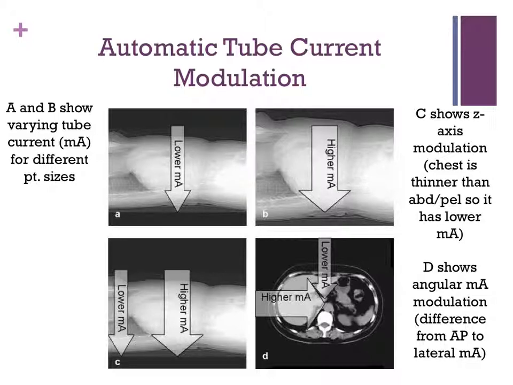And then image D over here shows angular tube current modulation. It just shows that when the x-rays are being passed laterally through the patient, it requires a higher mA because it is thicker as compared to the AP projections, which require a lower mA since they are thinner.